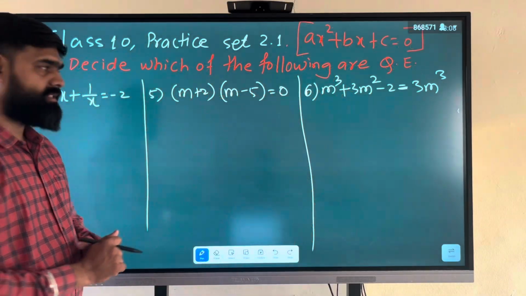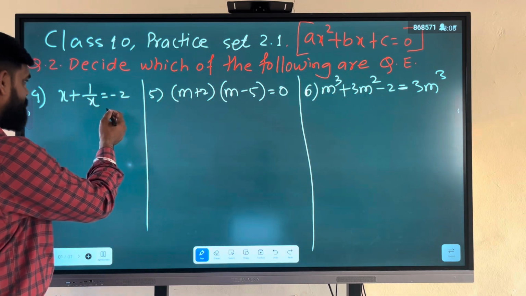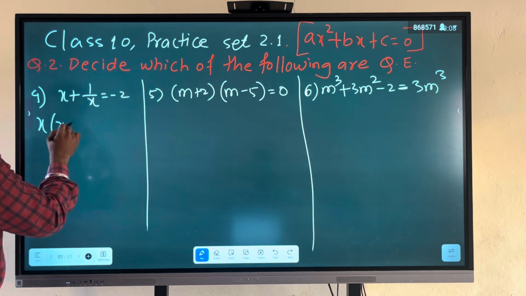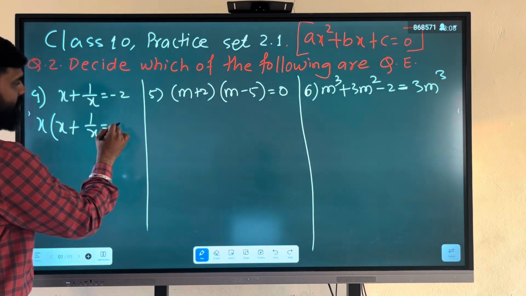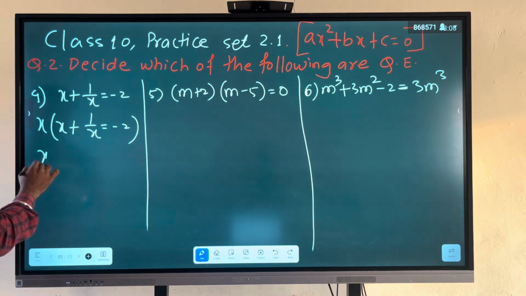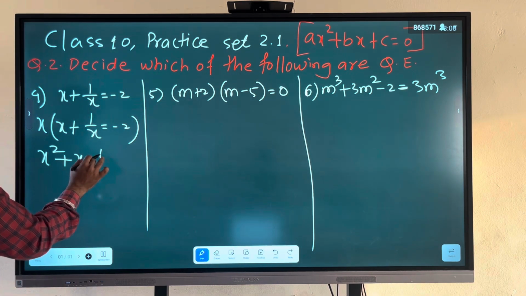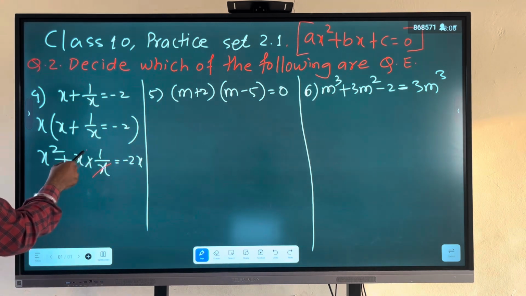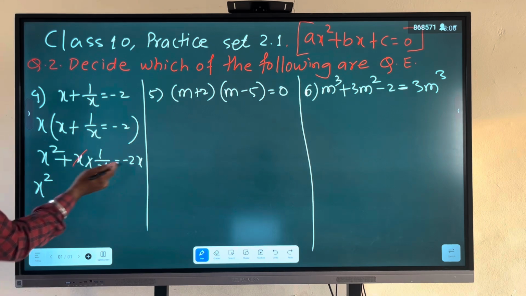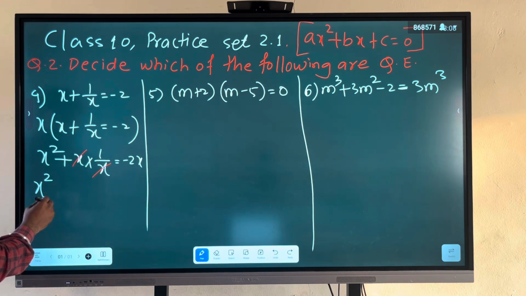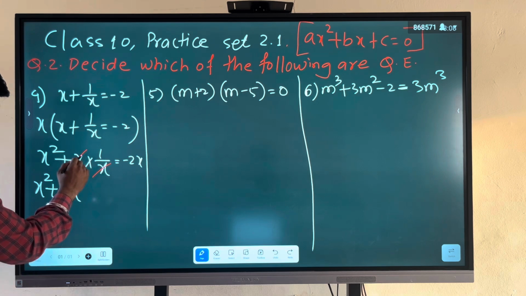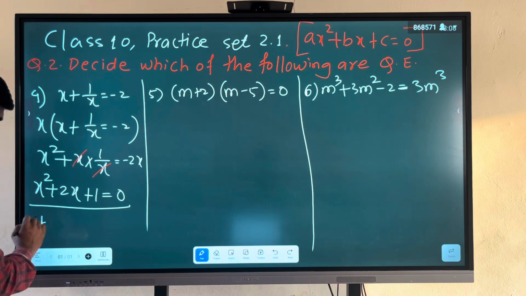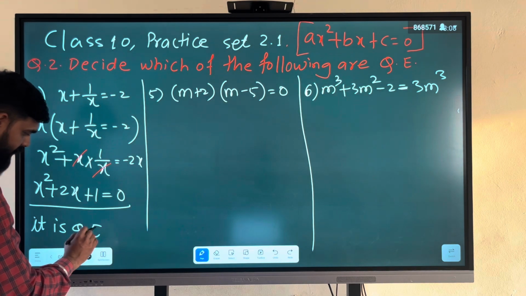Question number 4 is x plus 1 by x is equal to minus 2. Let us multiply this equation by x. X into x is x square, plus x into 1 by x, is equal to minus 2x. So this x will get cancelled. We will have x square. Bring this minus 2x to the left hand side. This will become plus 2x, plus this 1 is equal to 0. Now this is a quadratic equation. So, right, it is a quadratic equation.